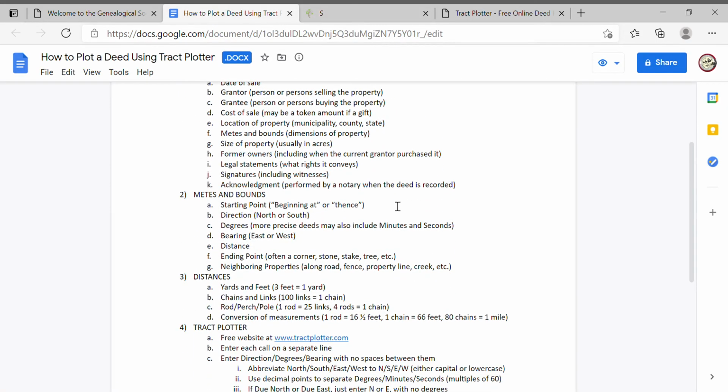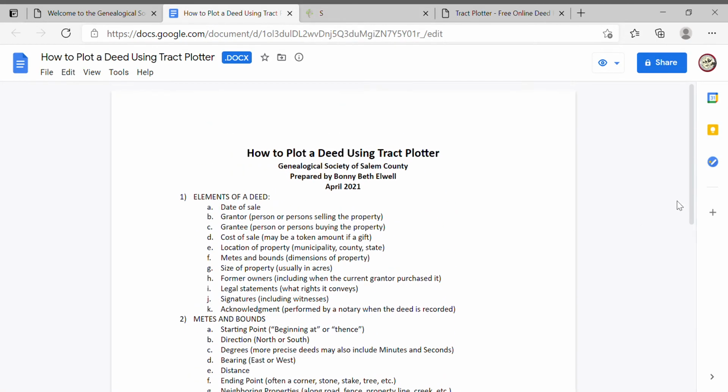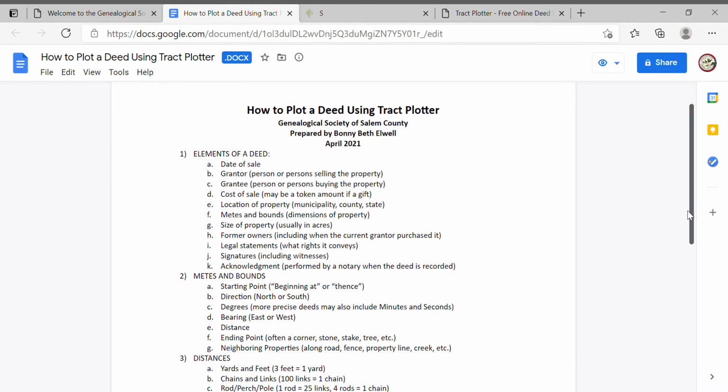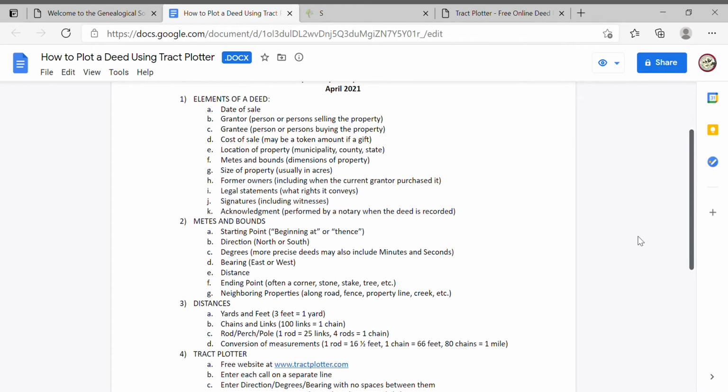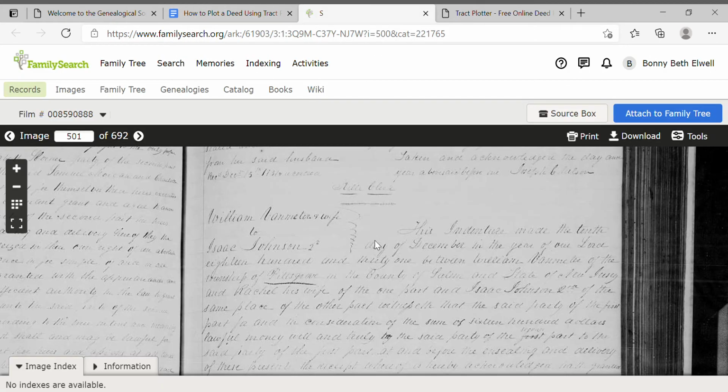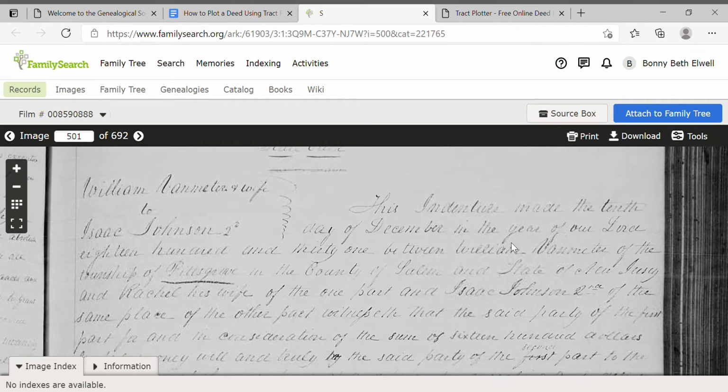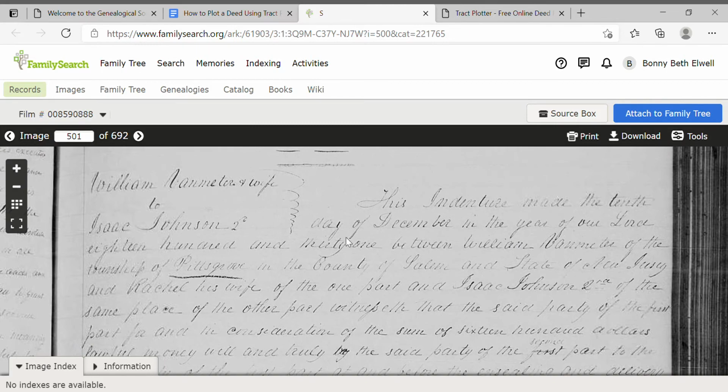According to the handout, the first element on the deed is the date of sale. So we're going to go back to the deed and look at that date. Look for the date at the beginning of the deed. Right here it says, let me zoom in a little here, "This indenture made the 10th day of December in the year of our Lord, 1831." Okay, so that is the date of our deed, the 10th day of December, 1831.